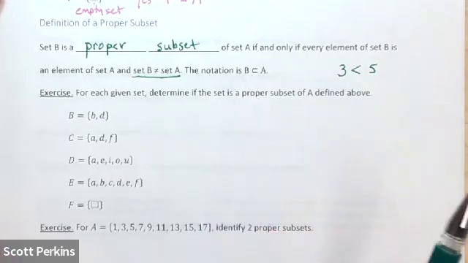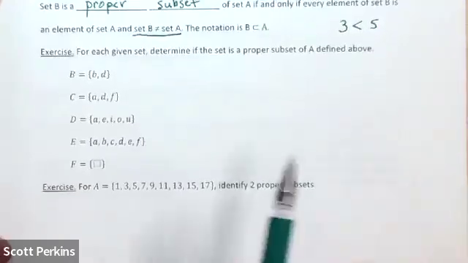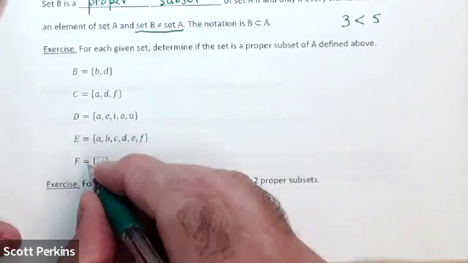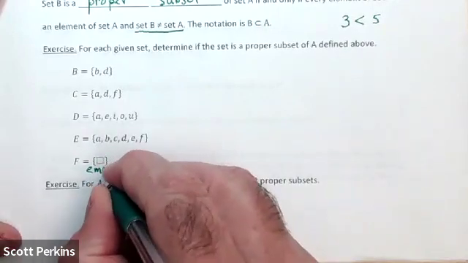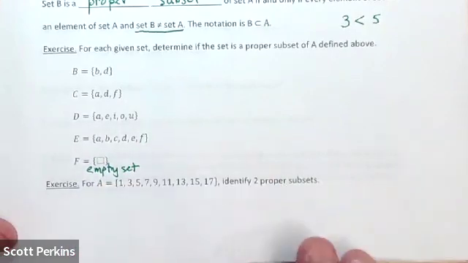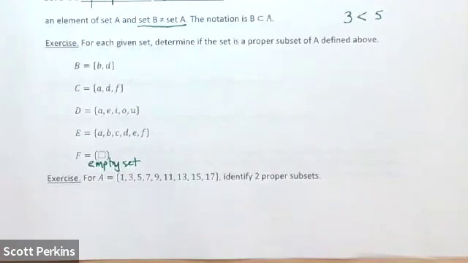So here's what I would like you to do. Is the next exercise. It's the same 5 sets that we just talked about, B, C, D, E, and F. Again, in F, that should be the empty set. And what I would like you to do is go through each of those and determine, is it a proper subset? Yes or no? And I'm going to give you about 90 seconds to go through that.